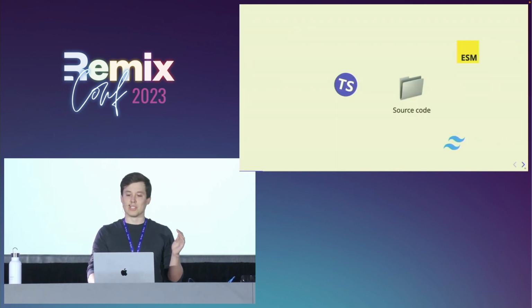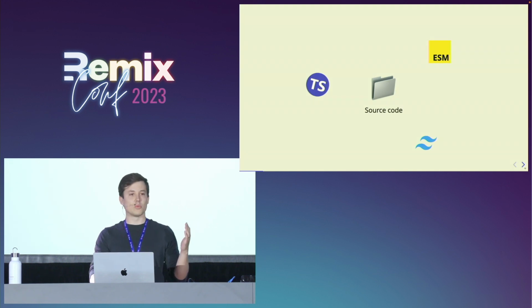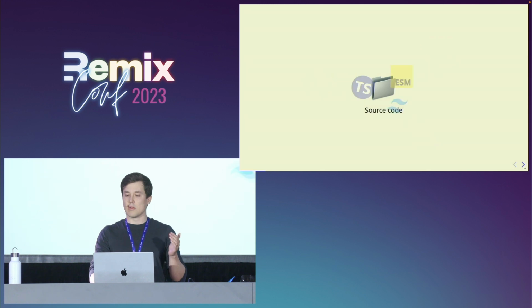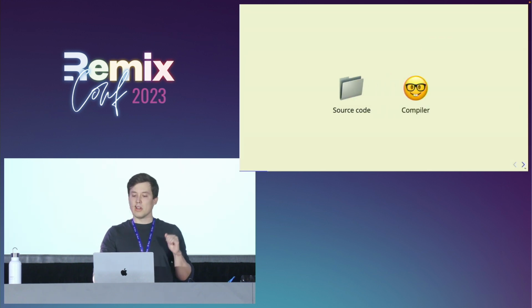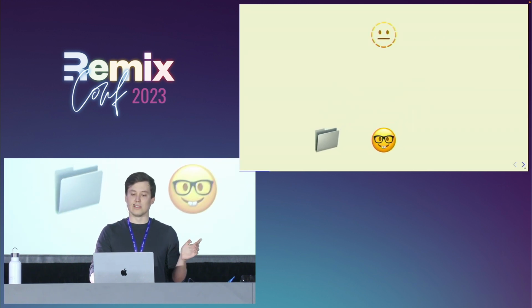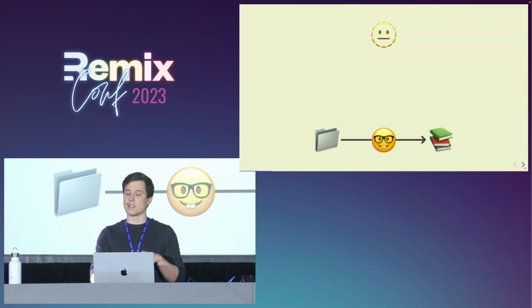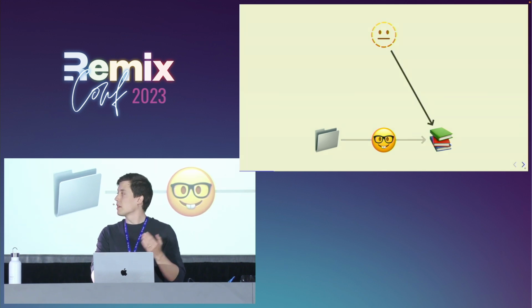We want to write with nice tools like TypeScript, and we want to use ES modules, and we want to use things that require a build step like Tailwind. And so we're going to write our code like that. And we're going to need a compiler to turn those files into those assets that the browser wanted. So here you can see the compiler's compiling those files for us, and then when the browser asks for a request, it grabs those assets, and again renders them like normal.